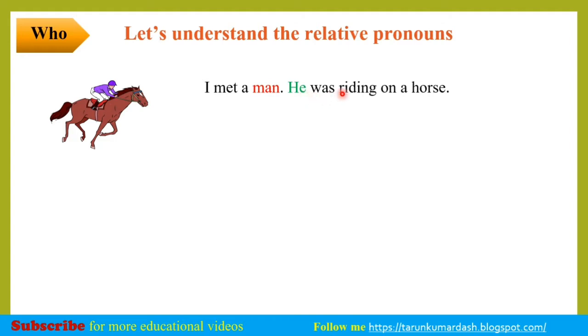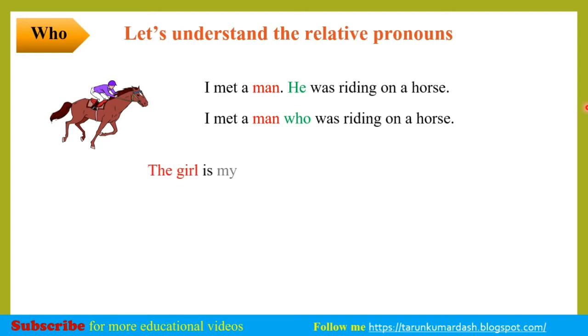So it is easy for us. What should we use here to connect these two sentences? We can have our word who. So I can write here, I met a man who was riding on a horse.